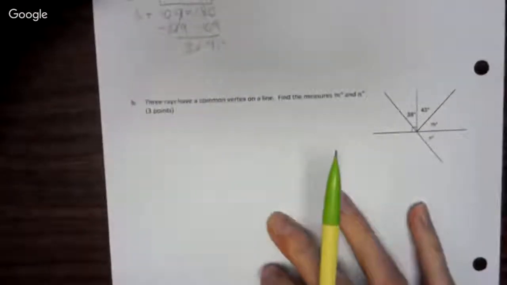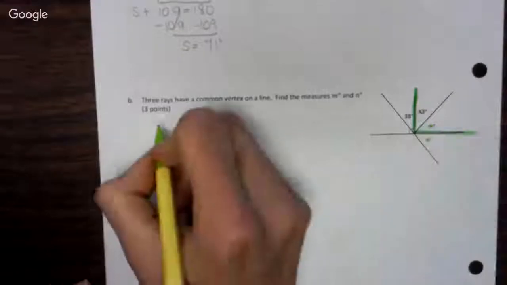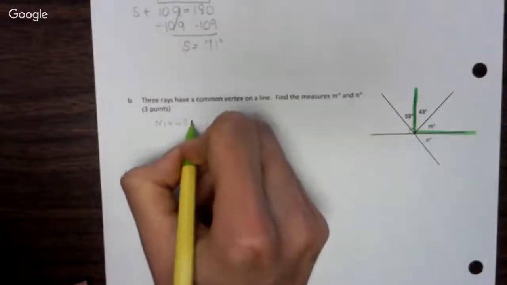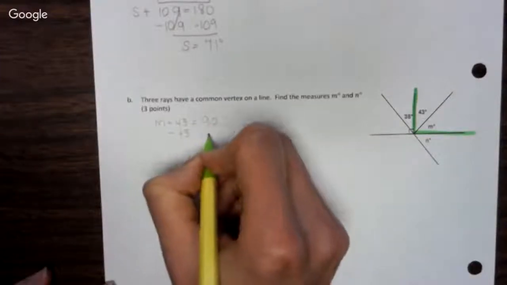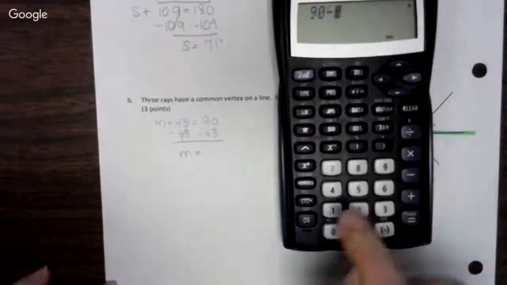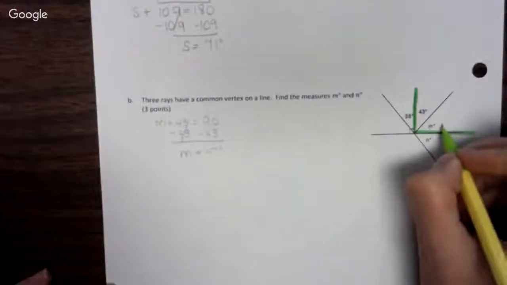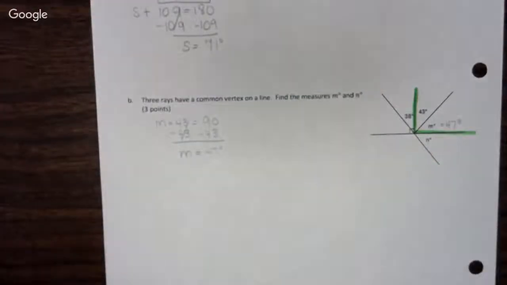All right, part B. Here's another diagram where I asked to find M and N. Once again, two equations, two letters. So I see a 90-degree angle here, which means this is also 90 degrees. So inside that 90 degrees, I have M and 43. So M plus 43 forms the 90-degree angle. I'm going to subtract 43 from both sides. I'm going to bring my calculator in. 90 minus 43 is 47. I'm going to go back to my diagram and label that 47 degrees.